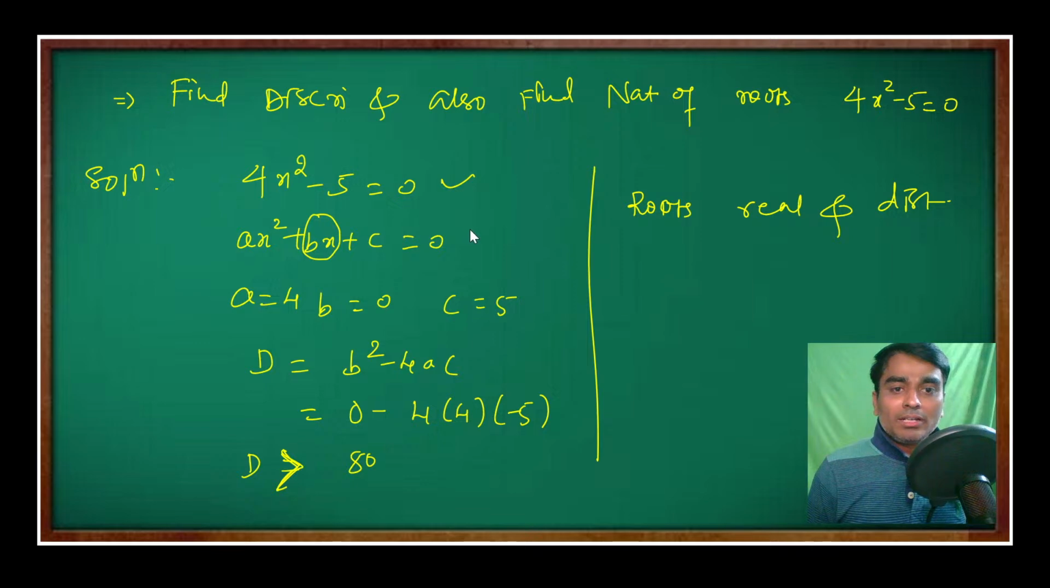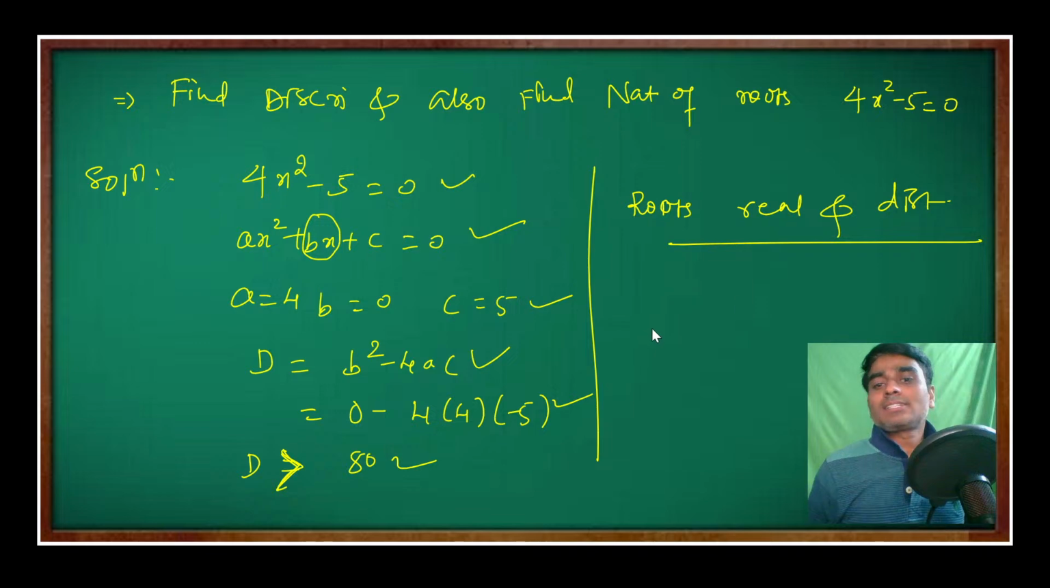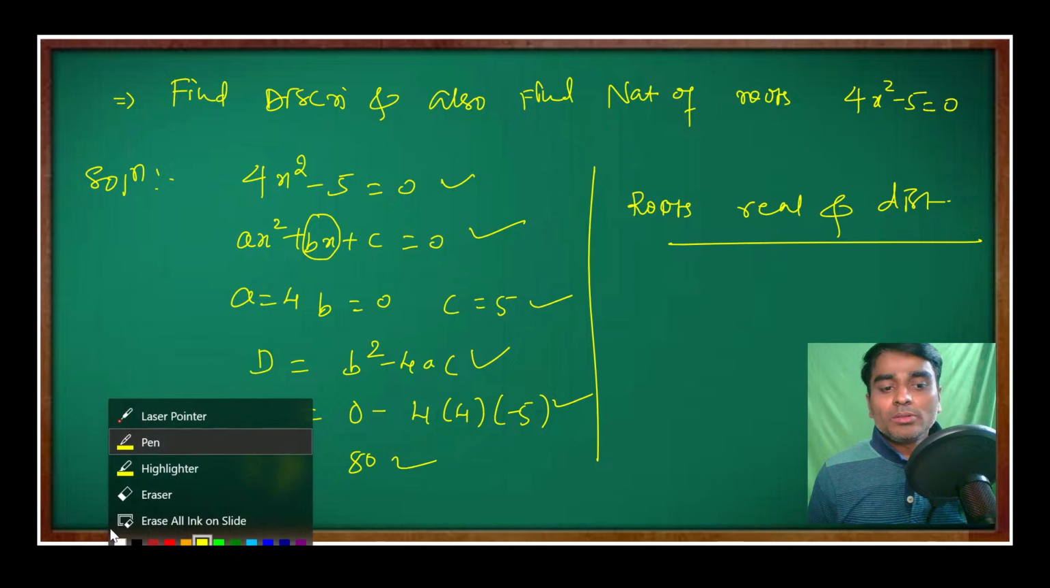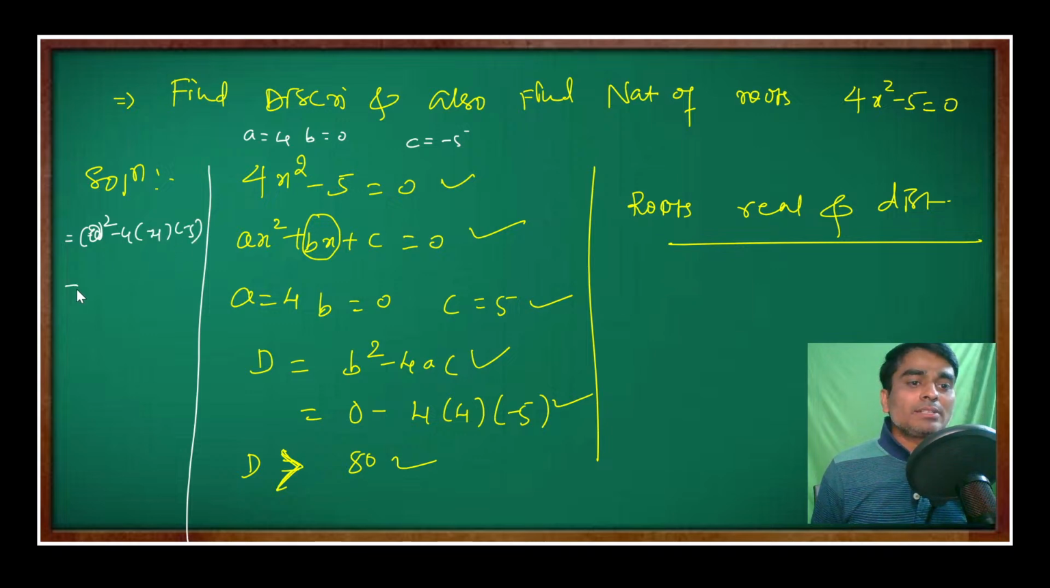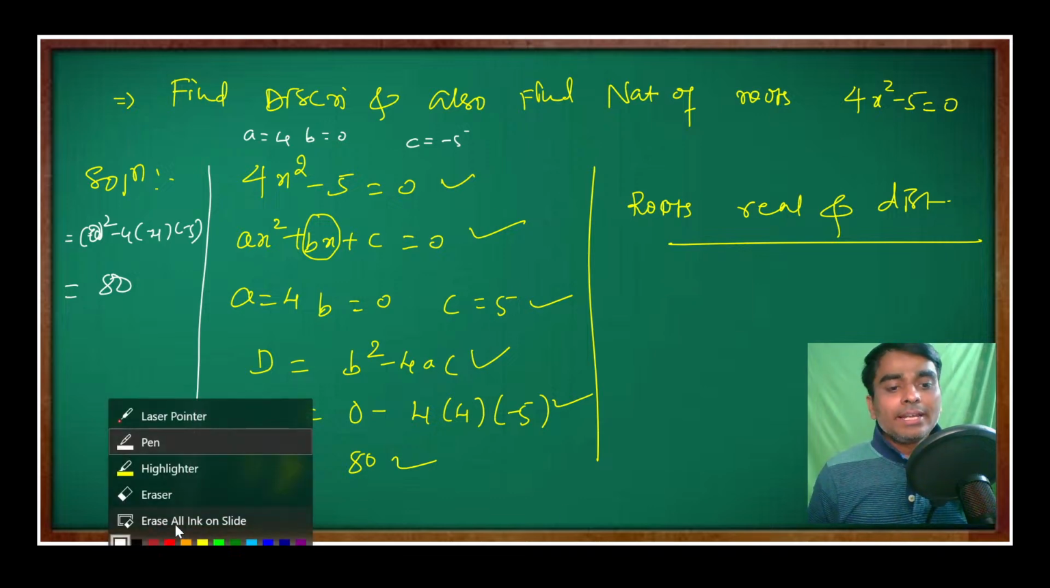I wrote given, I wrote standard form, compared, got the formula, then mentioned the conclusion at the last point. Correct. If this same question is given for 1 mark, then what will you do? No need to write all these things again. Directly see here, a equal to 4, b equal to 0, c equal to minus 5. Directly write 0 square minus 4 into 4 into minus 5. Simple. So you got 80. Then just write roots are real and distinct. Like this. Can I remove this? Yes. Next.